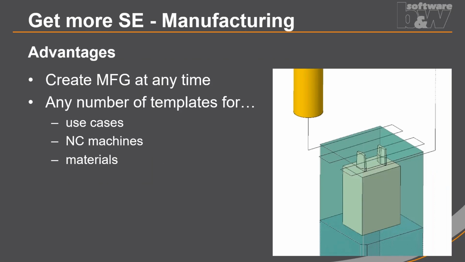And what are the advantages of this process? You can do the manufacturing stuff at any time you want. This means you can have one electrode designer and one NC programmer. The NC programmer can start creating the manufacturing files in his time for that, and in the meantime, the electrode designer continues the project and design process.